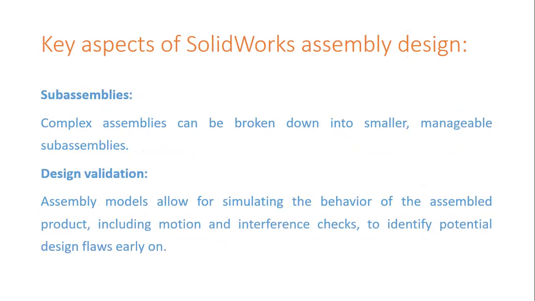And complex assemblies can be broken down into smaller and manageable subassemblies. Then the design validation in the assembly model. The assembly model allows for simulating the behavior of the final assembled product, including motion and interference checks, to identify whether potential design flaws are present in the assembly model. Whether all the parts are joined according to the precedence constraint, and to find out if there is any loose assembly joint in the model, for that we have to go for simulation.